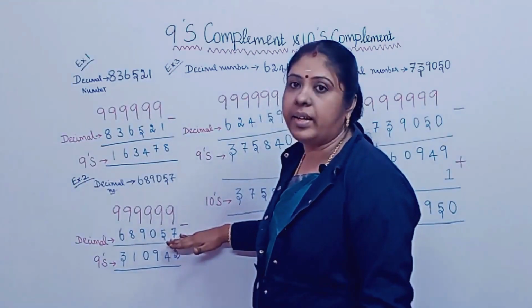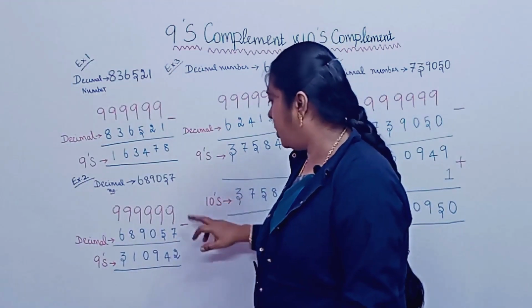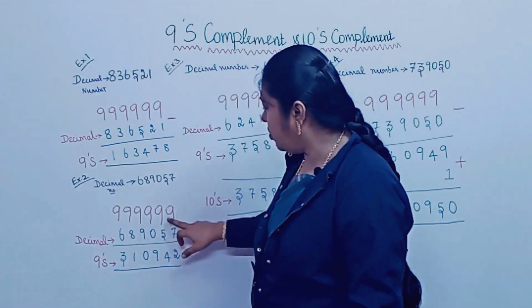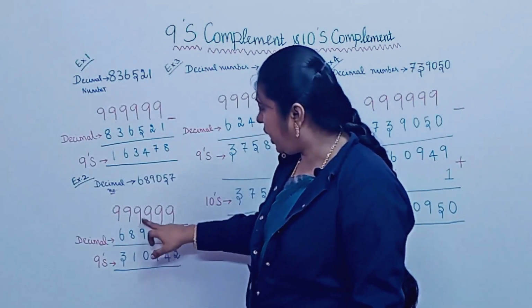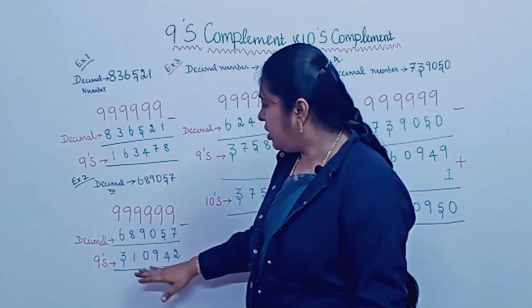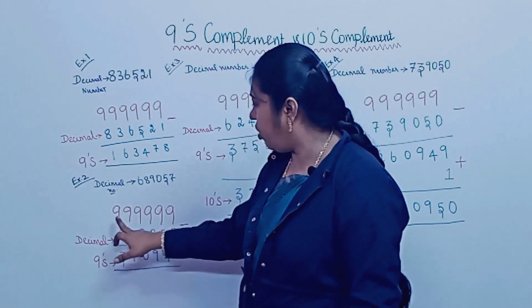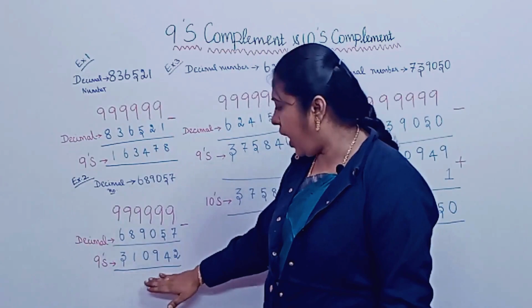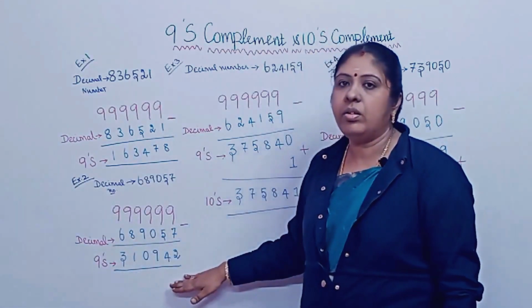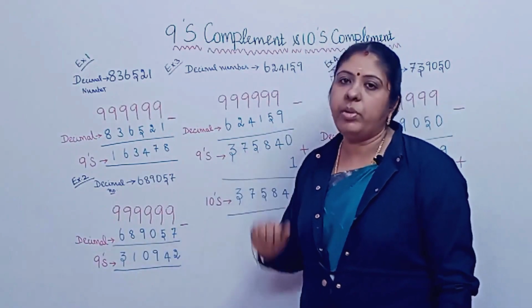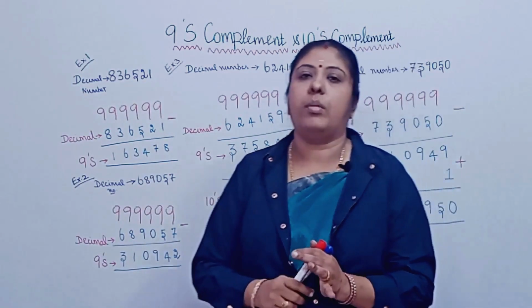The given decimal number 689057 is written here. So 9 minus 7, 2; 9 minus 5, 4; 9 minus 0, 9; 9 minus 9, 0; similarly 9 minus 8, 1; 9 minus 6, 3. So the attained nines complement number is 310942. Now you will be very clear about the nines complement.